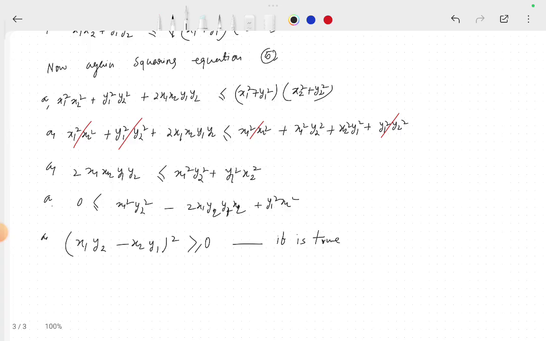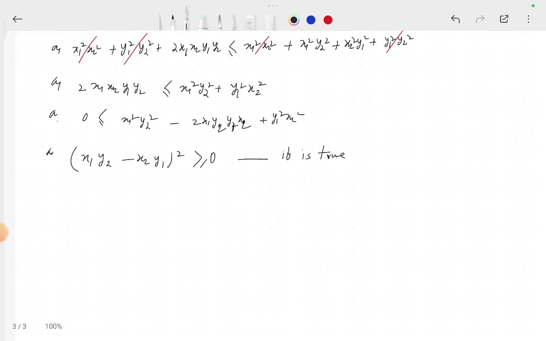So what can we write? Since it is true, we easily get that mod of z1 plus z2 is less than or equal to mod of z1 plus mod of z2. It's proved.